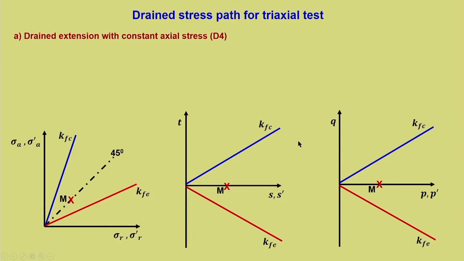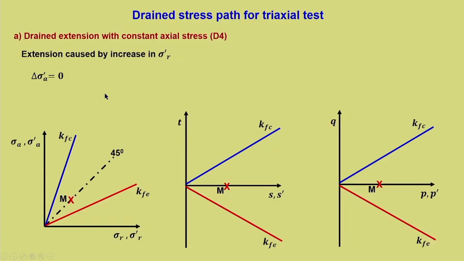Now, the fourth case is drained extension with constant axial stress. Now, axial stress is remaining constant. Now, how do we bring about extension? If you want to bring about extension, you need to squeeze it. So, sigma A' is constant, so sigma R' is increasing. So, extension is caused by an increase in sigma R'. So, delta sigma A' equal to 0, delta sigma R' equal to plus delta sigma R'. So, this is in the positive direction, that is represented by D4.